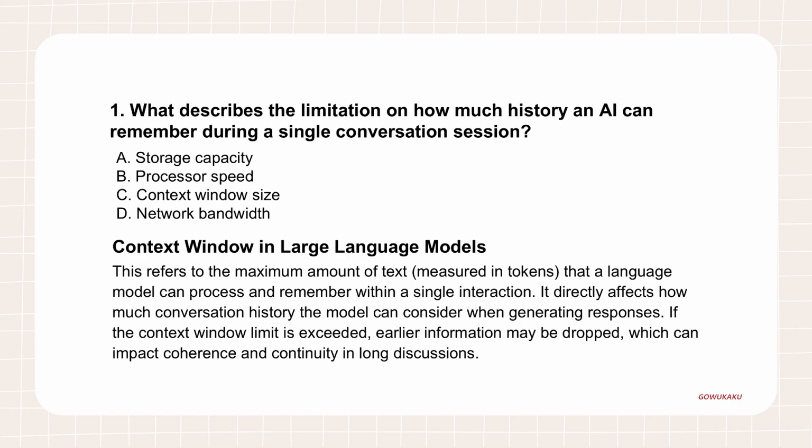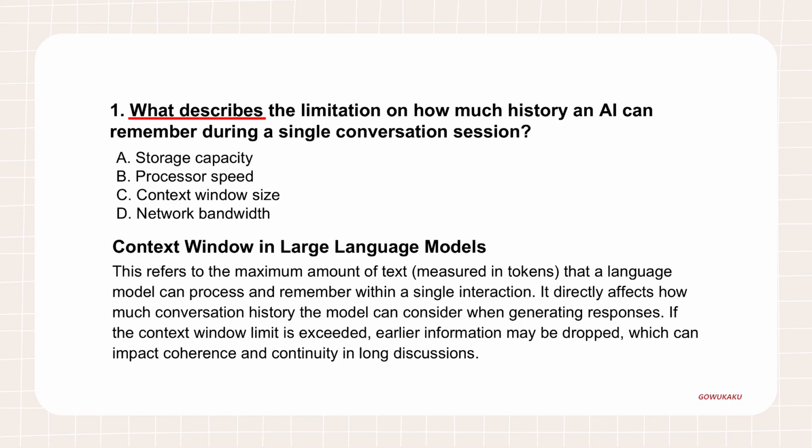Here's the scenario. You are in the middle of a long testing session. You've pasted in requirements, you've iterated on test cases, and suddenly the AI seems to lobotomize itself. It happens all the time. It forgets the instructions you gave it just 10 minutes ago. So the exam asks, what describes the limitation on how much history an AI can remember during a single conversation session? This is a classic fundamental question. It touches on the most common frustration users have.